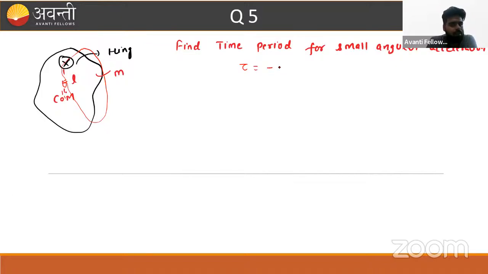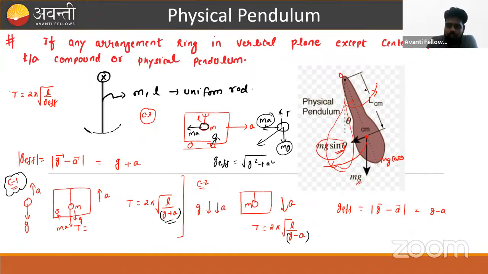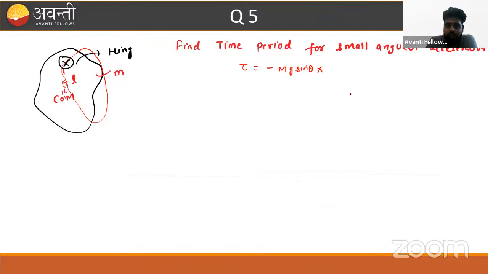There is no problem with this. And what is the torque, beta? mg sin theta into the perpendicular distance, and this distance is the distance between the center of mass and the point of suspension. Say this distance is L. What is the torque, beta? Torque is I into alpha.